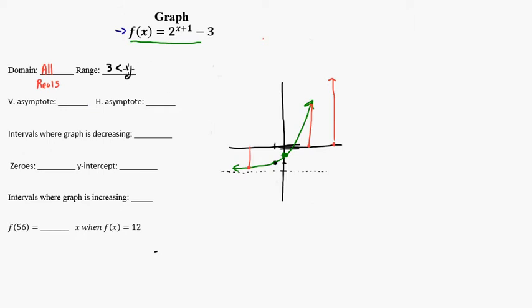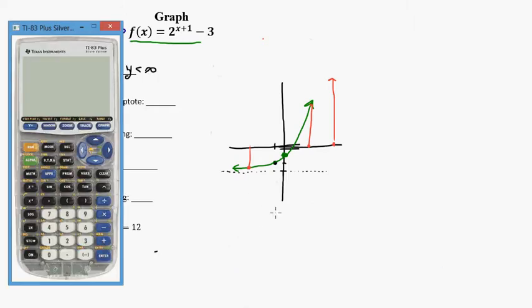Now my highest y value, this graph shoots up forever. My highest y value, the graph will just keep going to infinity. It doesn't actually get to infinity, but it'll approach infinity. So the range of this is between -3 and infinity, and you can see this in our graphing calculator.